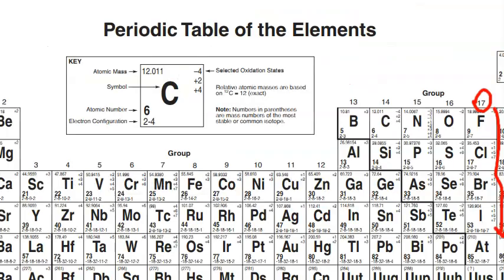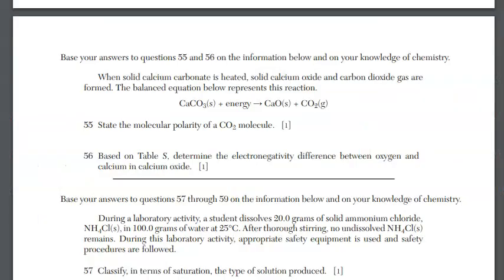We're back at the periodic table, and all I want to point out to you is that each one of our halogens here, the very last number of electrons in the electron configuration is 7. That's what makes them a group or a family that has similar chemical properties. All right, for questions 55 and 56, you're given a balanced equation. You're told you have solid calcium carbonate, and it's going to break down into calcium oxide and carbon dioxide.